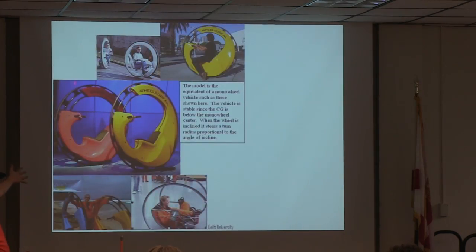We've got the stability of a monowheel. We've seen that. We got spokes instead of a continuous rim, but it's so fast anyway, you can't tell the difference.